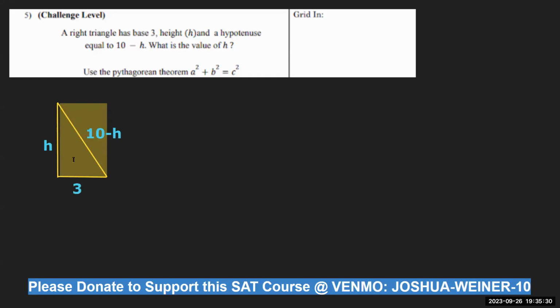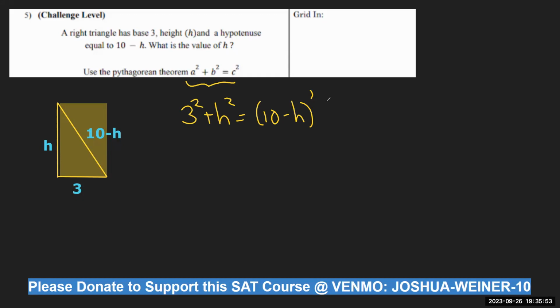So the question was, what is the height of this right triangle, the value of h? So again, using yellow chalk, which I hope you can see on the screen, we're going to use the Pythagorean theorem for right triangles: 3 squared plus h squared equals (10 minus h) squared.